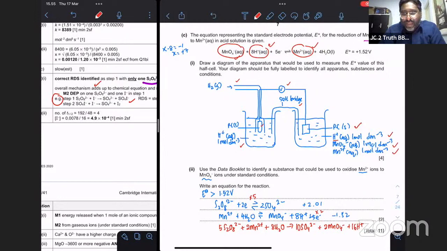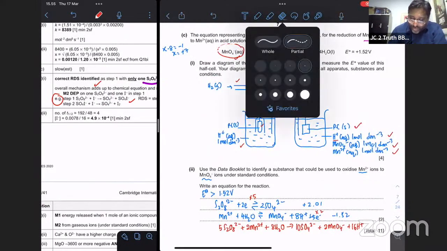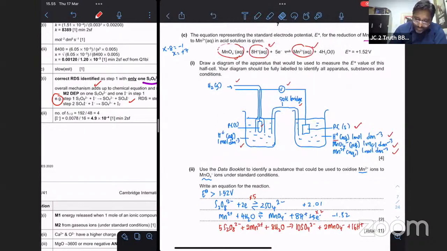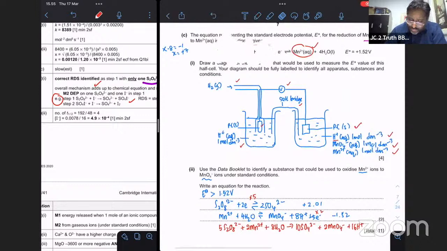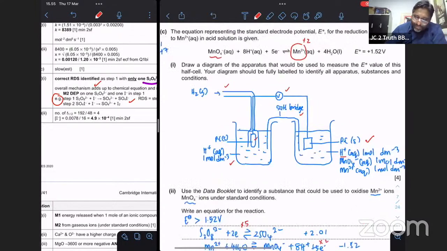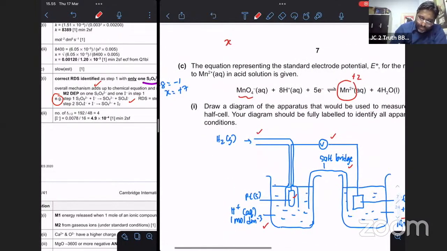Now, the next question is: use the data booklet to identify a substance that could be used to oxidize Mn2 plus ions to MnO4 minus ions. So we want to oxidize this structure. Let's look at the oxidation numbers first. Over here, this is +2. The oxidation number of this one you can calculate: x plus -8 equals -1, so x equals -1 plus 8, which is +7.